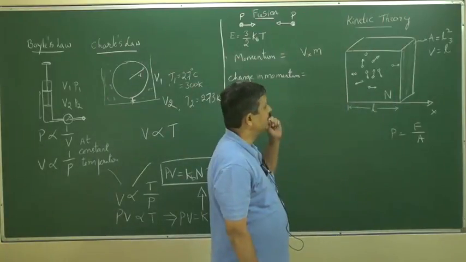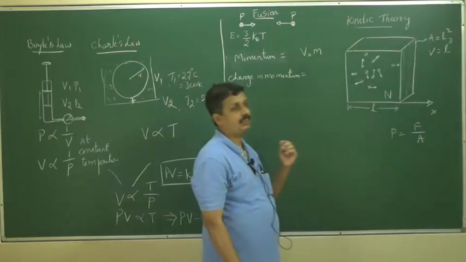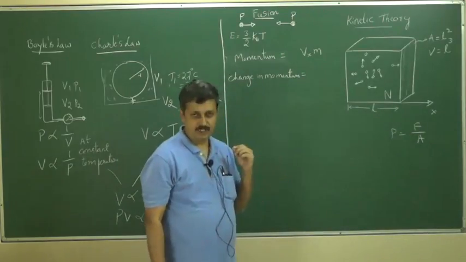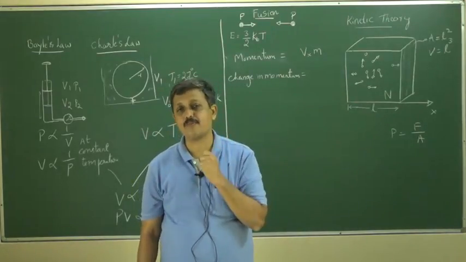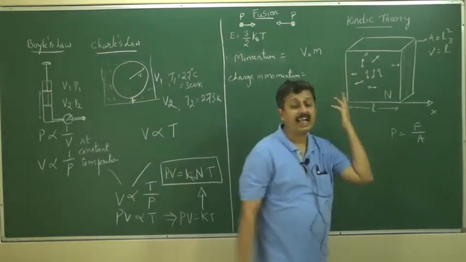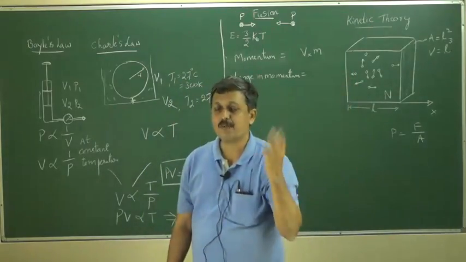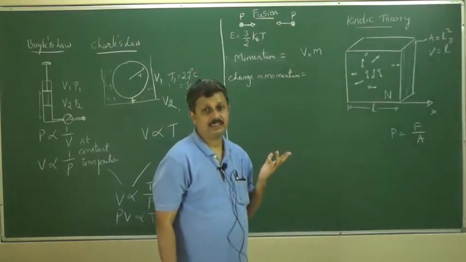Let's say it hits at velocity Vx and it also comes back with velocity Vx, but minus Vx because it is in the opposite direction. Why do we do that? That is one of the basic assumptions of the kinetic theory, saying that these molecules are fully elastic. When they are completely elastic, they come back with the same velocity.